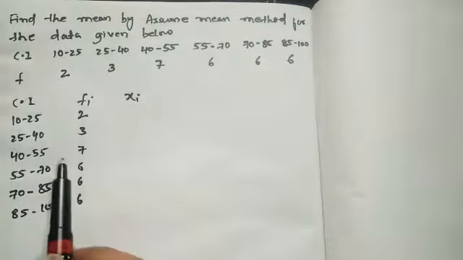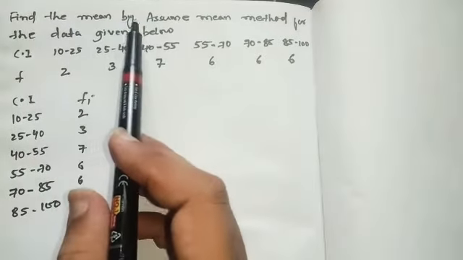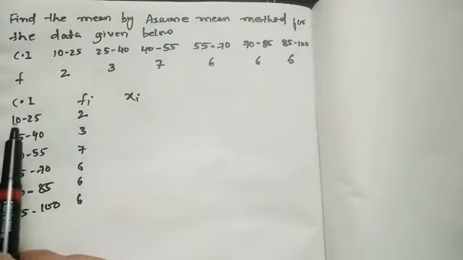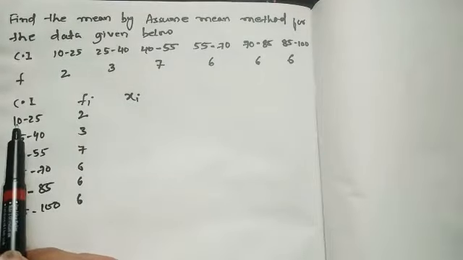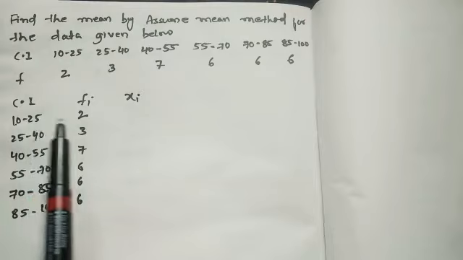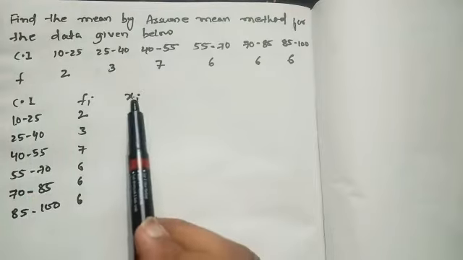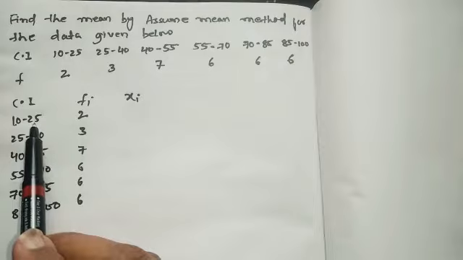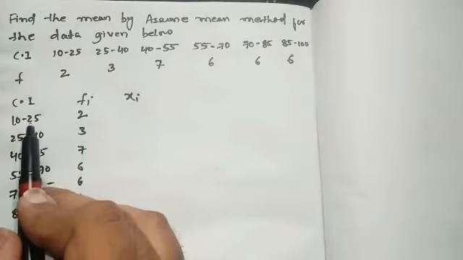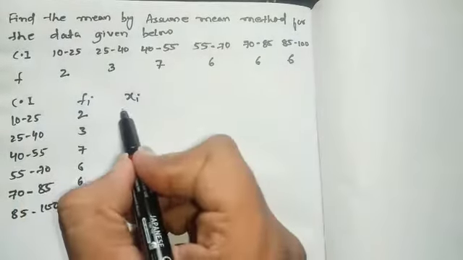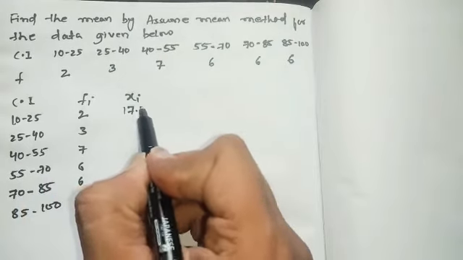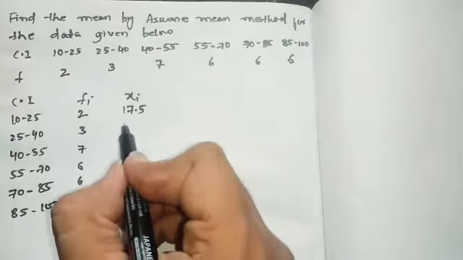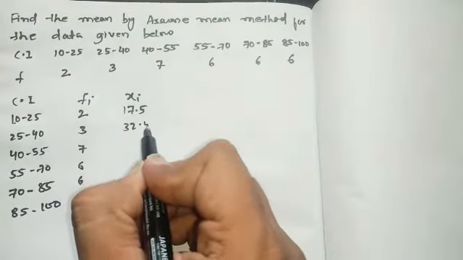And as I said when I was explaining how to find the mean by direct mean method, the same method we have to follow. We have to add upper limit and lower limit, then divide by 2 to get the value of xi. 10 plus 25 divided by 2: 35 by 2 is 17.5. Then 25 plus 40, 65. 65 divided by 2 is 32.5.